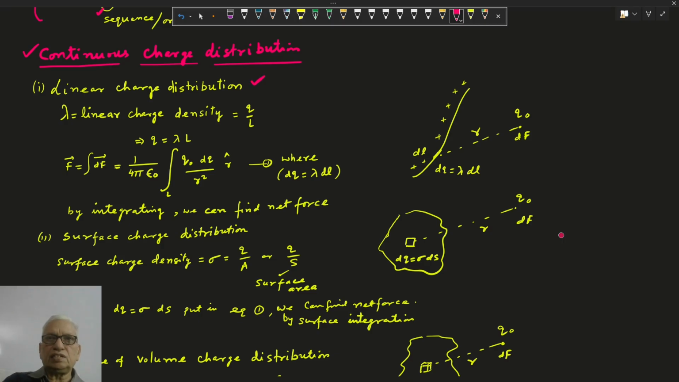First we are taking linear charge, lambda. Linear charge density lambda is equal to Q upon L, so Q can be written as lambda into L. Suppose here the charge is in a small length dl, so dq is equal to lambda dl.